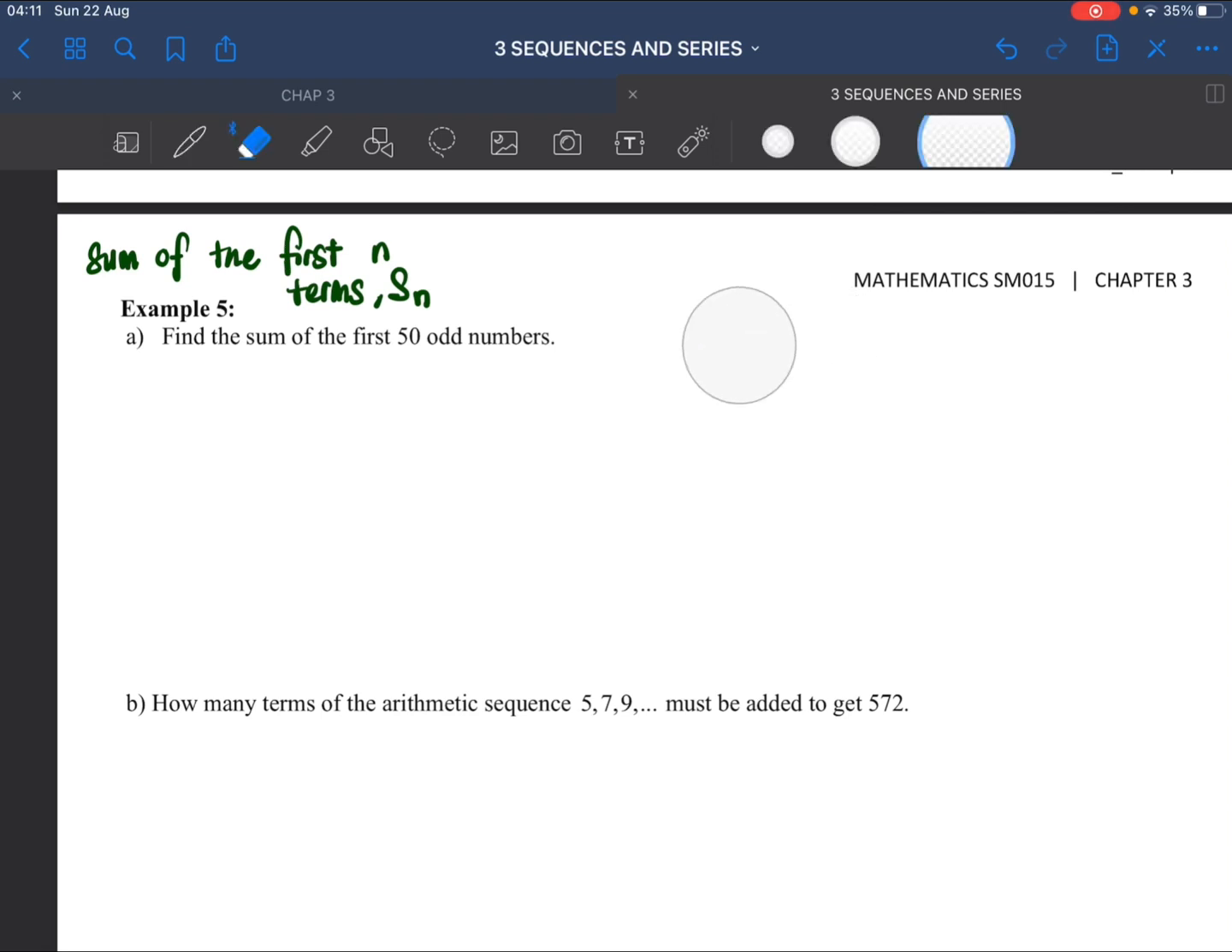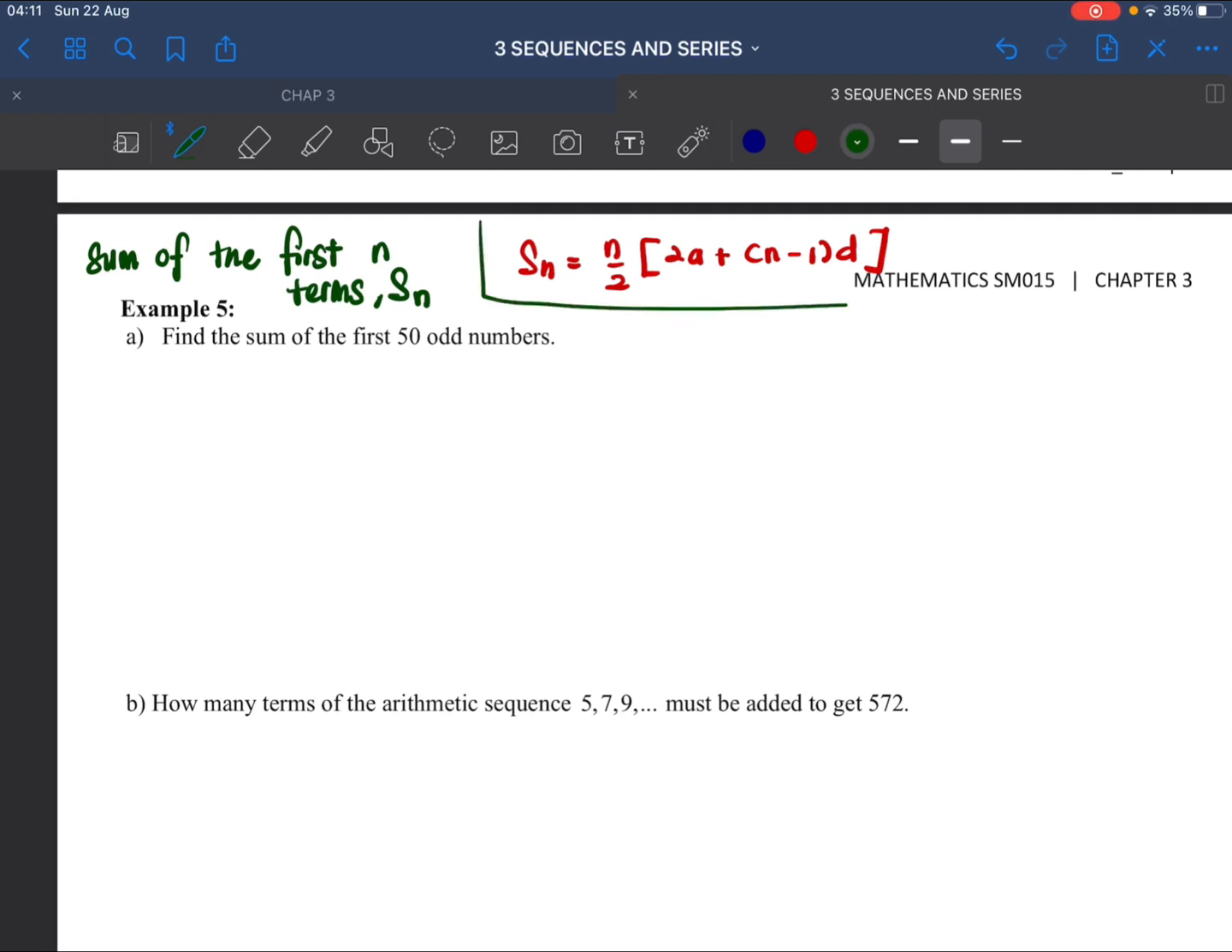Okay, as I mentioned earlier, the formula is Sn equals n over 2, 2a plus n minus 1 times d. Also, remember, make sure you memorize this formula. It is better for you to do your exercise, practice all the questions if you can memorize the formula.